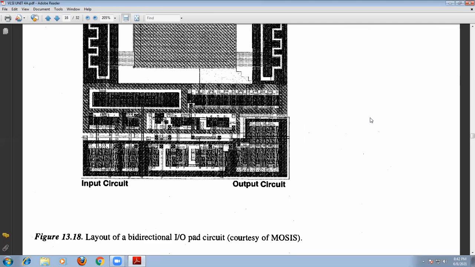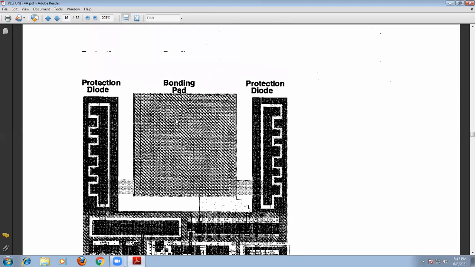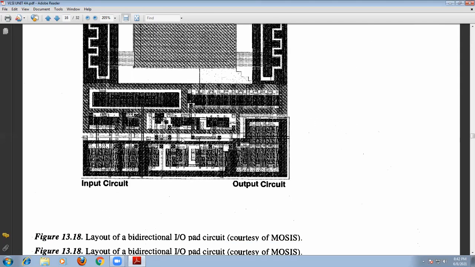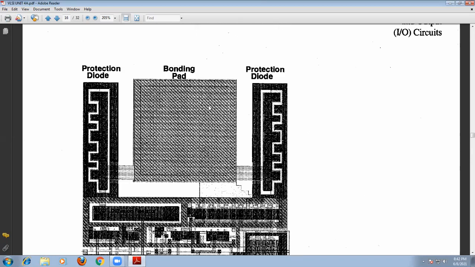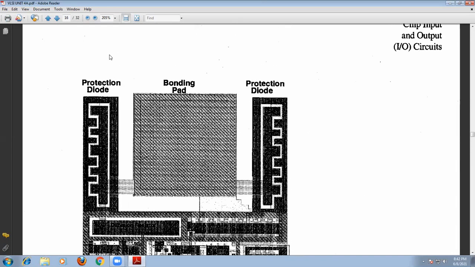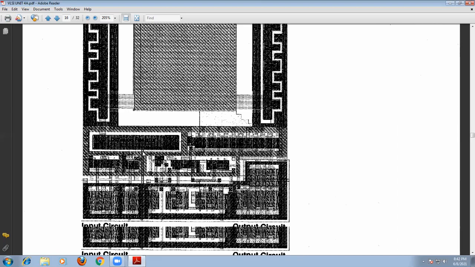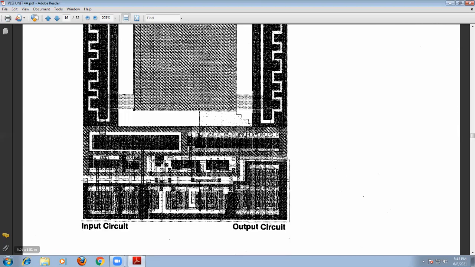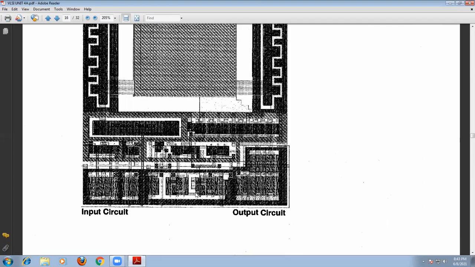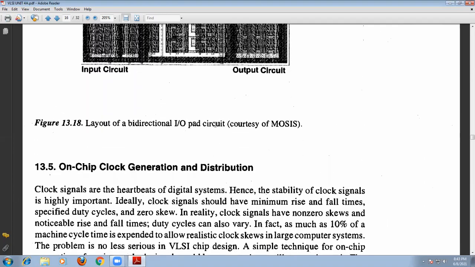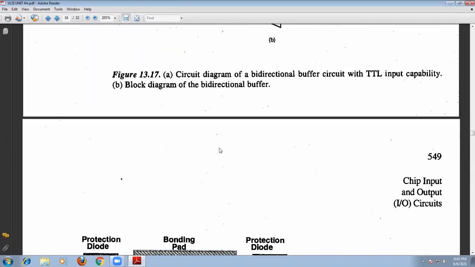These are the structures. In this case, the layout diagram of a bidirectional input output pad, the structure of the output pad. The protection diodes will be like this, and you also have different types of input circuits as well as output circuits. This is the layout diagram, and that is about today's class.